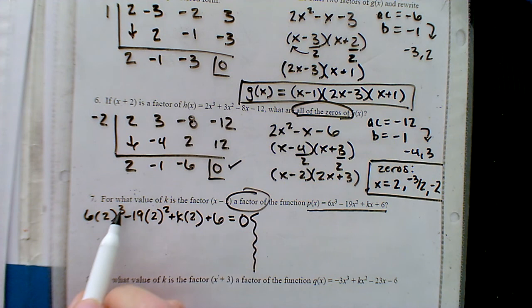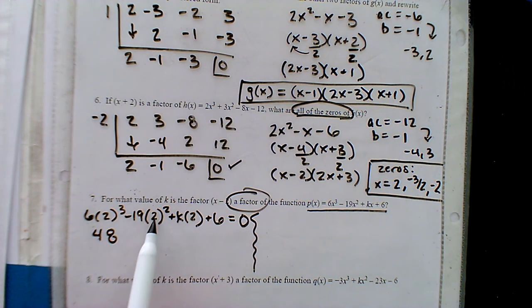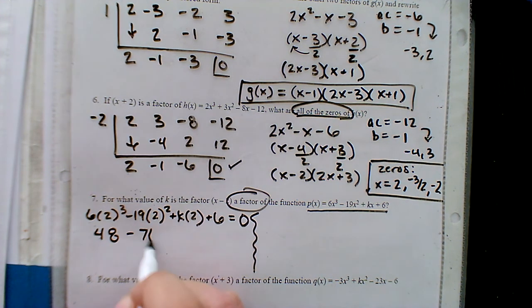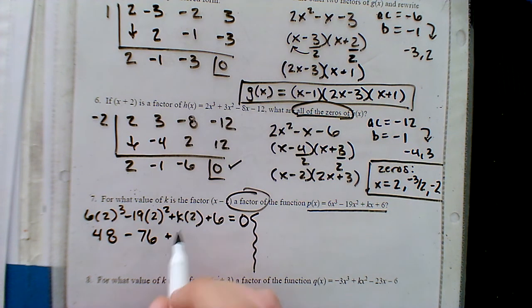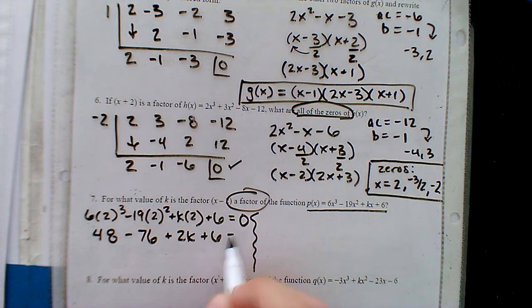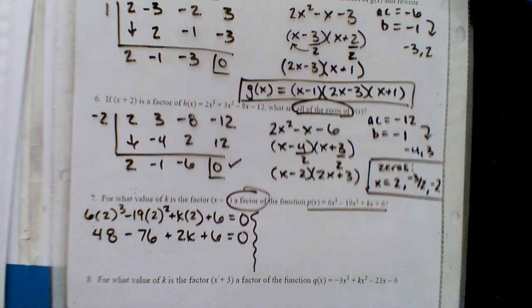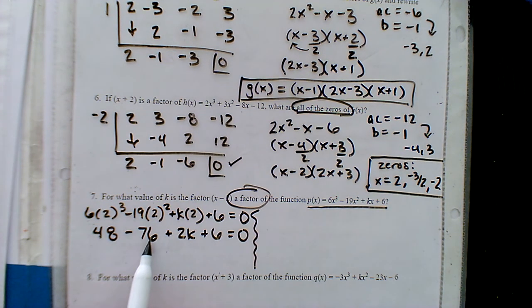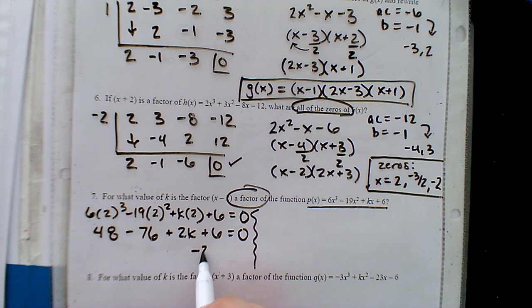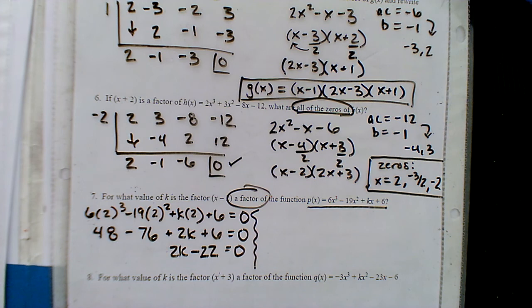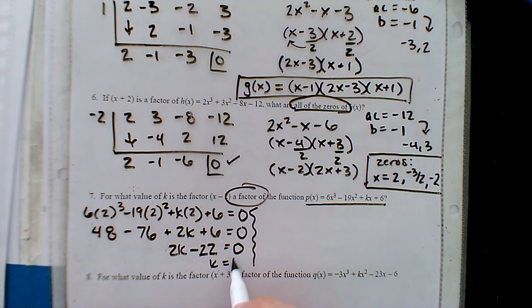Oh boy. 2 cubed is 8 times 6, 48. 2 squared is 4 times 19, 76. That seems about right. Exactly, brain math. All right. Negative 76 plus 6 is negative 70, plus 48, negative 22. All right. So solving for k looks like we'll get 11.